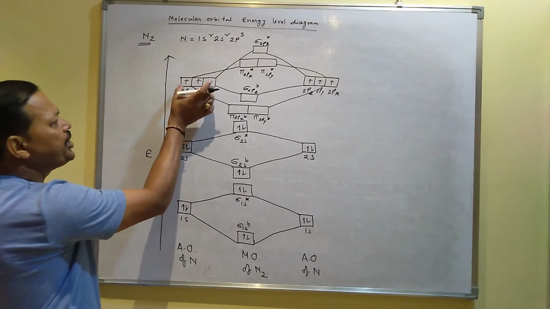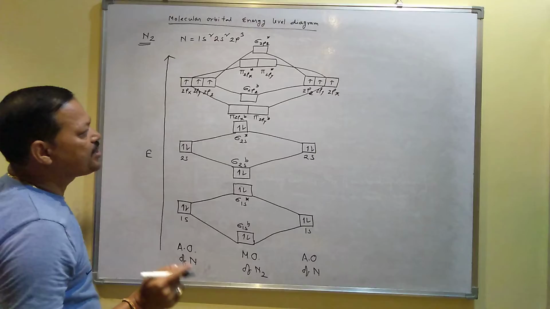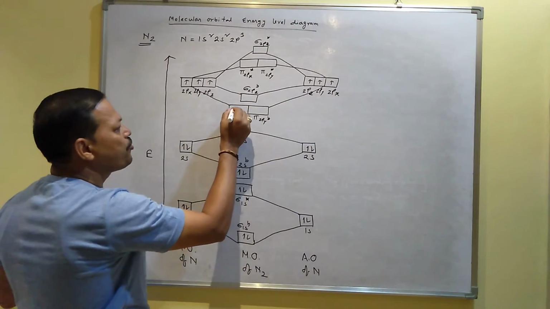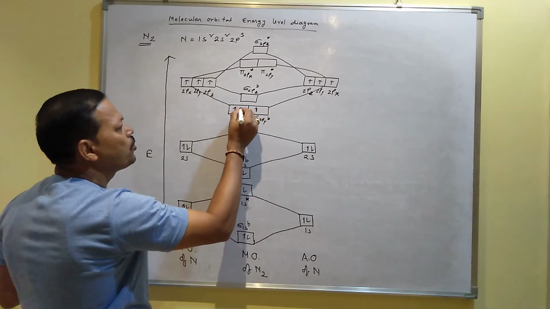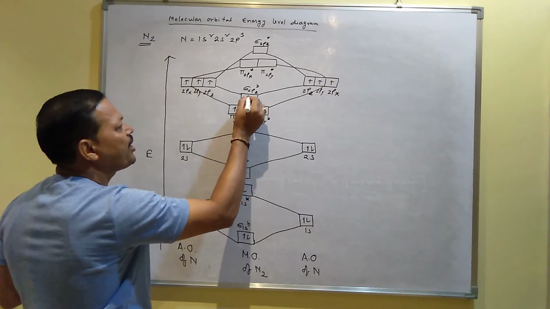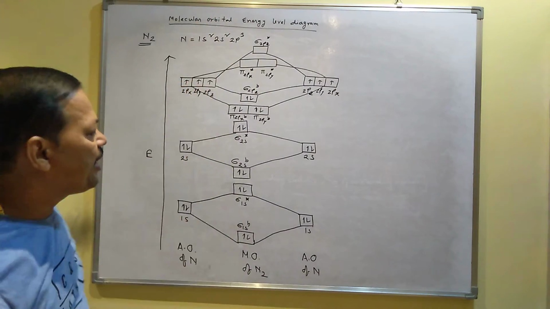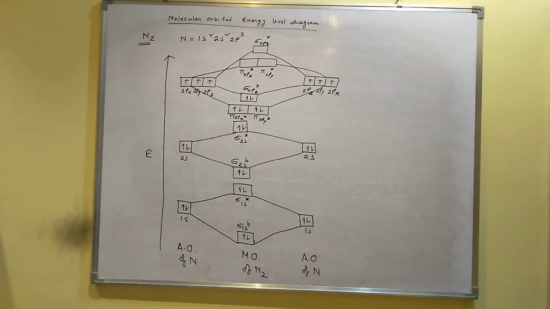Now how many electrons? Here 3, here 3. Total how much? 6. So from the lower side you fill 6 electrons. First 1, 2, 3, 4, 5, 6. 6 electrons have already entered, so these remaining orbitals will be vacant. So this is the molecular orbital diagram for the nitrogen molecule.